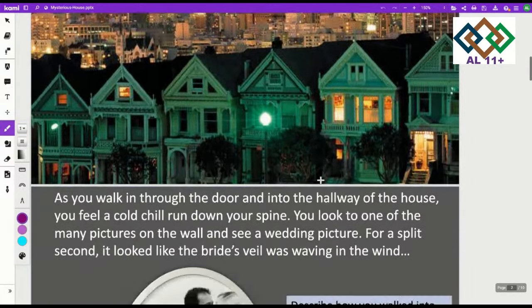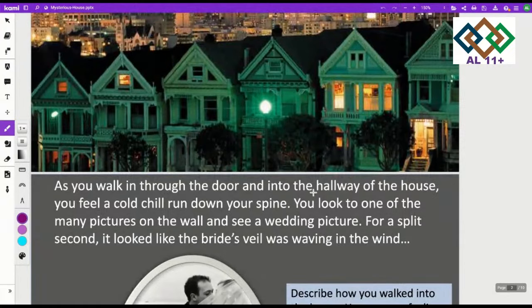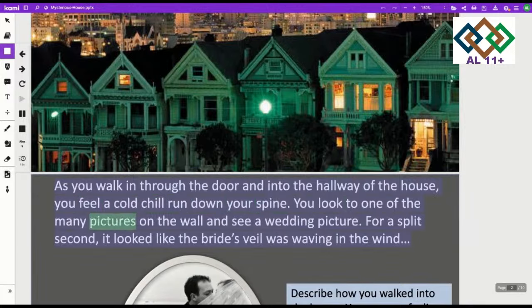As you walk in through the door and into the hallway of the house, you feel a cold chill run down your spine. You look to one of the many pictures on the wall and see a wedding picture. For a split second, it looked like the bride's veil was waving in the wind.